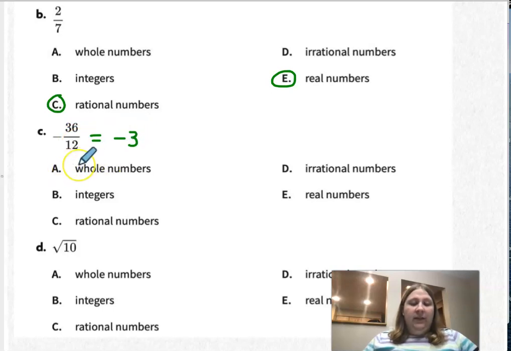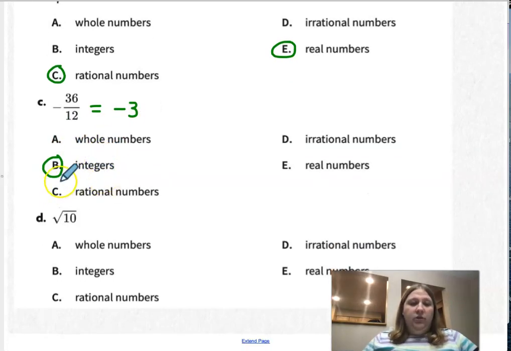So because it's a negative, it can't be a whole number, but it's definitely an integer because it's a negative whole number. And all integers we know are rational numbers, right? They have a stopping point. They don't go on forever, which means it can't be irrational, but it's definitely a real number because there's no imaginary part. There's no i in this number.